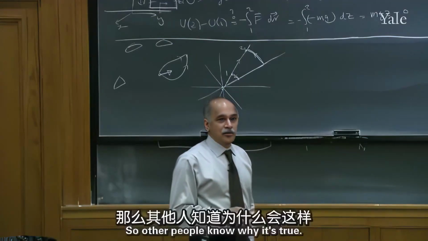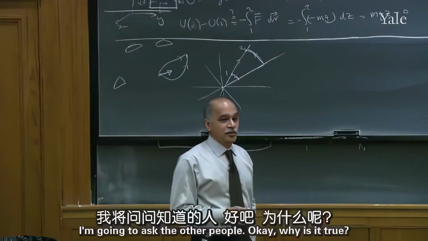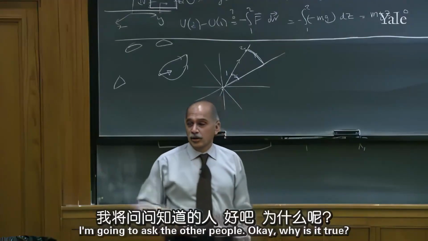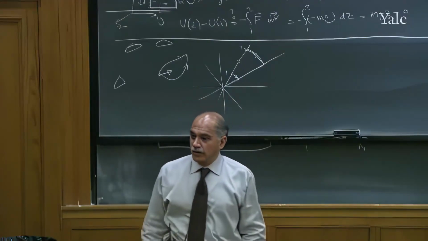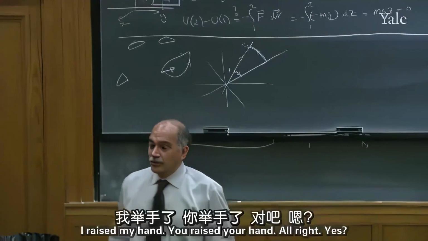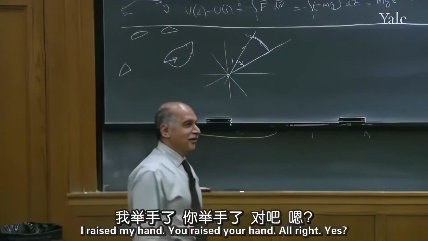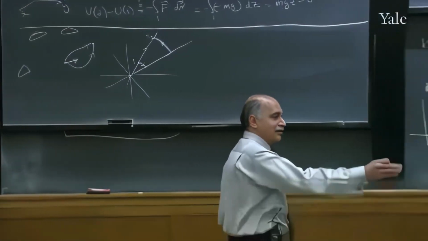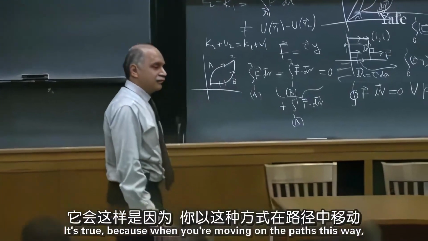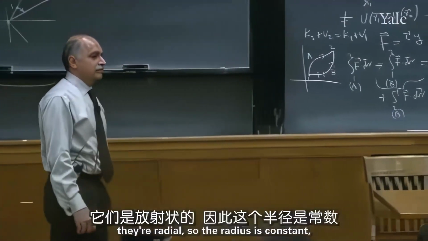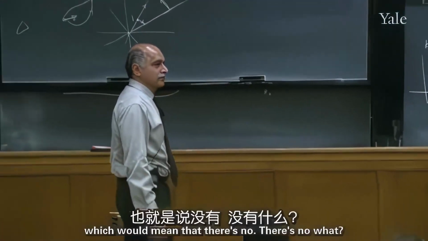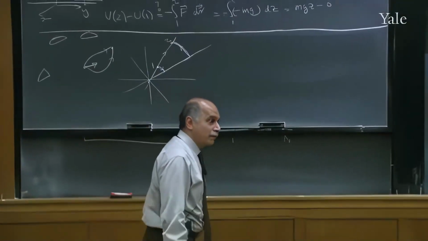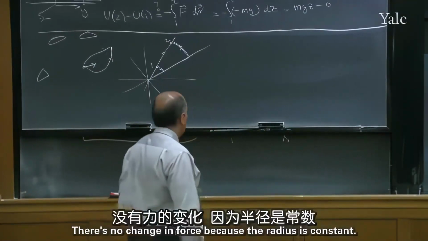So other people know why it's true. I'm going to ask the other people. Okay, why is it true? I raised my hand. You raised your hand. All right. Yes? It's true because when you're moving on the paths like this way, they're radial, so the radius is constant, which would mean that there's no change there. There's no change in force because the radius is constant.